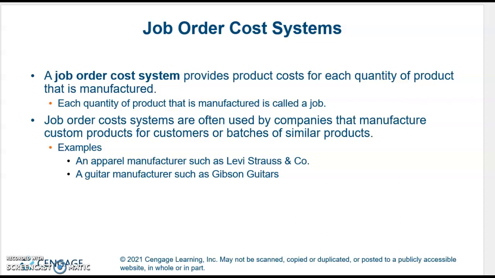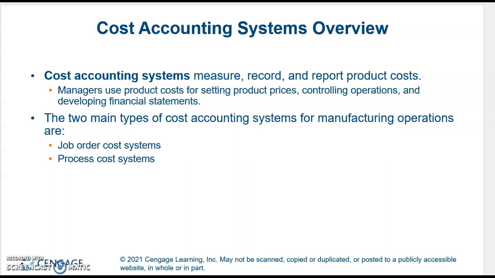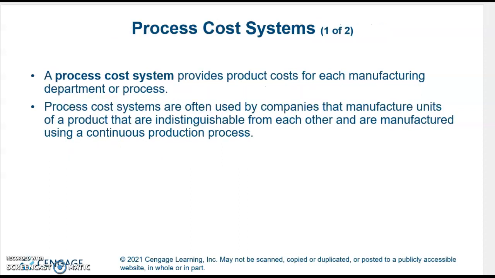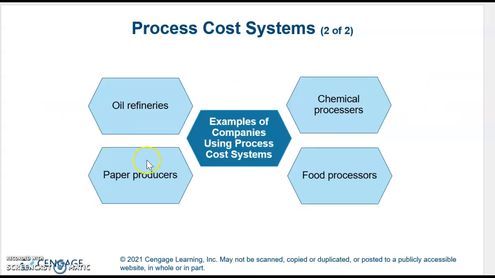Now, if we were looking at process costing, it accumulates costs by products because it's used for companies that make identical units like Pepsi Cola or paint. So they don't accumulate by job. Instead, they accumulate by process. So here are some examples of companies who use process cost systems.